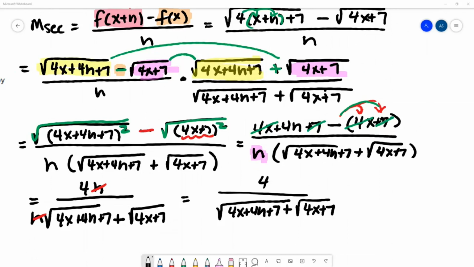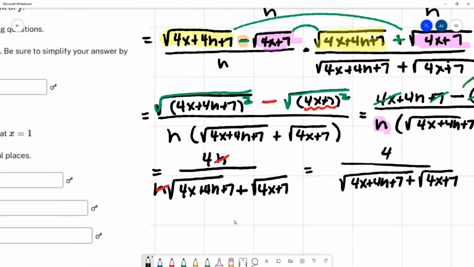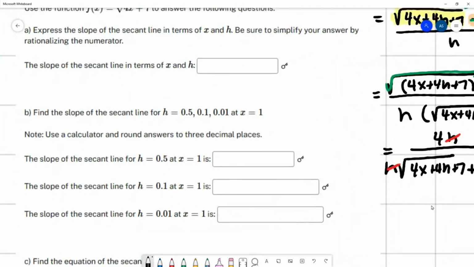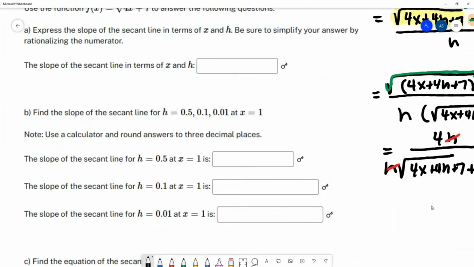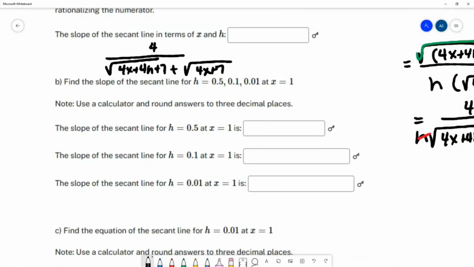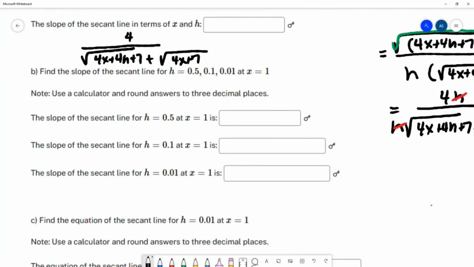So let's continue on with our next part. We've got the slope of the secant line. Let's go ahead and write down what we found. The slope of the secant line is 4 over the square root of 4x plus 4h plus 7 plus the square root of 4x plus 7. So in the next part, what we want to do is find the slope of the secant line at x equals 1 and for these different values of h.